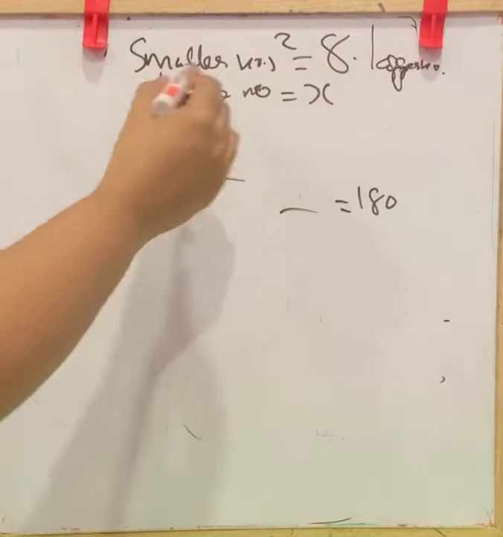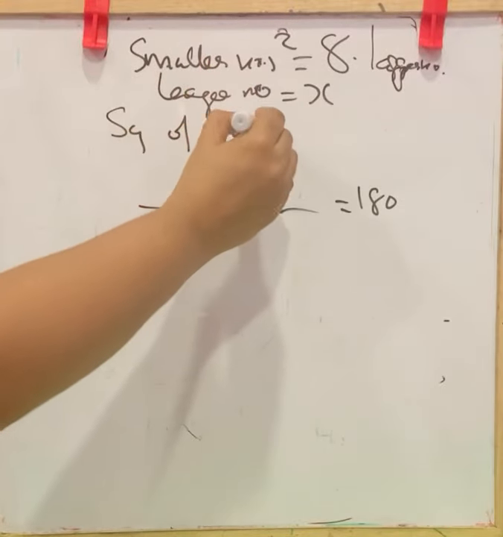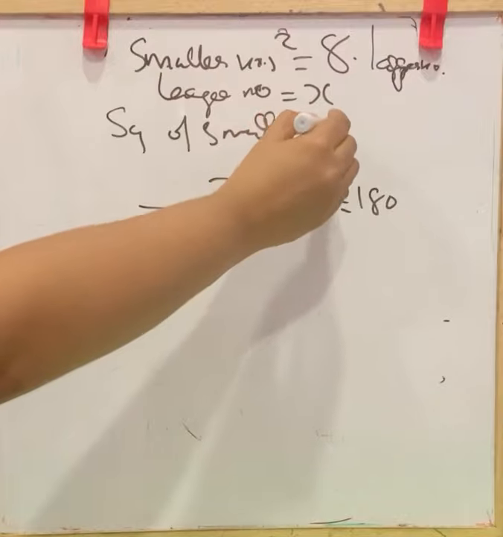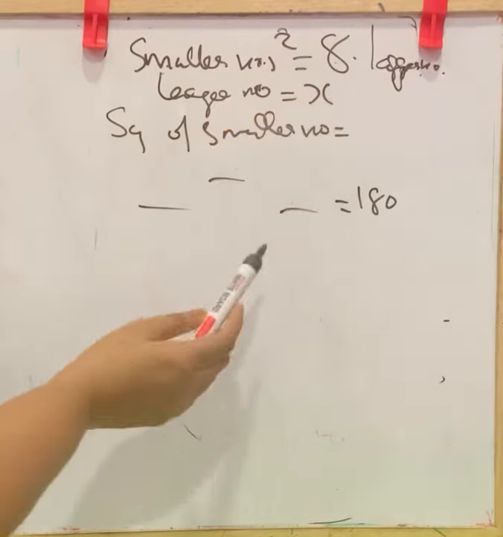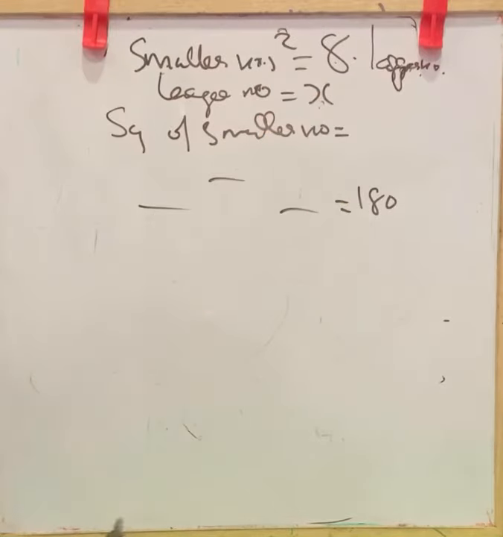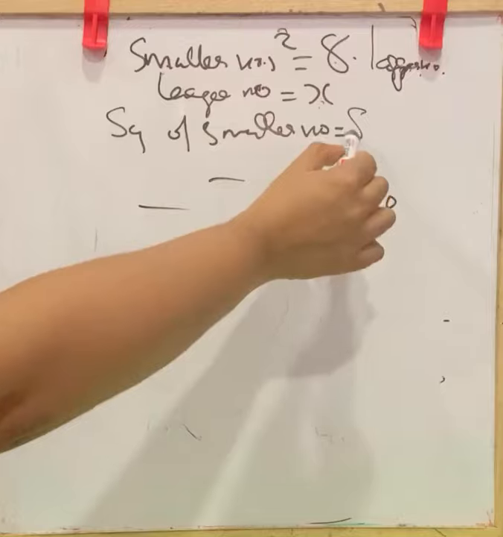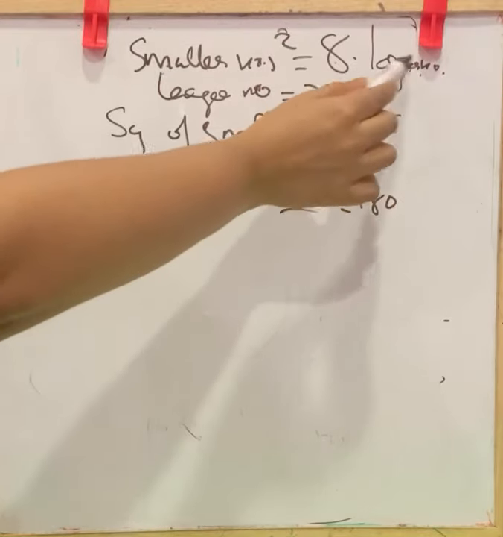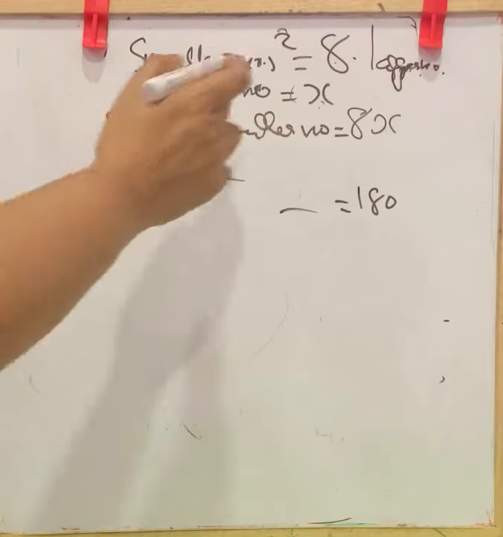Then we can say the square of the smaller number is 8 into the larger number. The larger number we take as x. So we can say the square of the smaller number is equal to 8x. Instead of the larger number we will write x. So we have the square of the smaller number, and now the larger number is x.